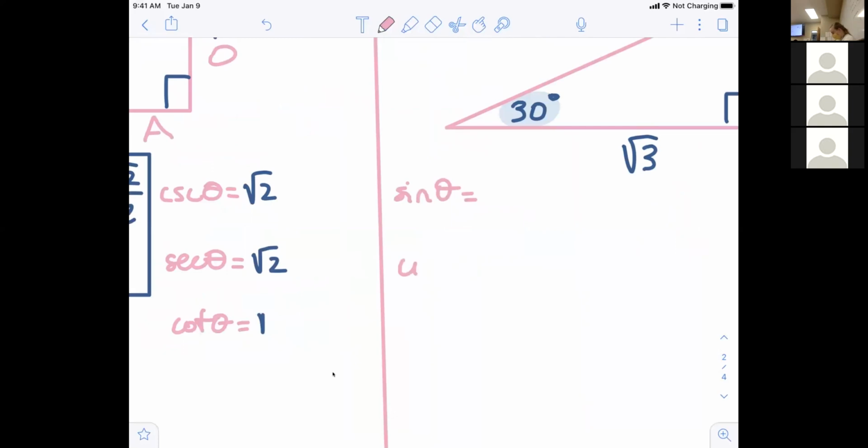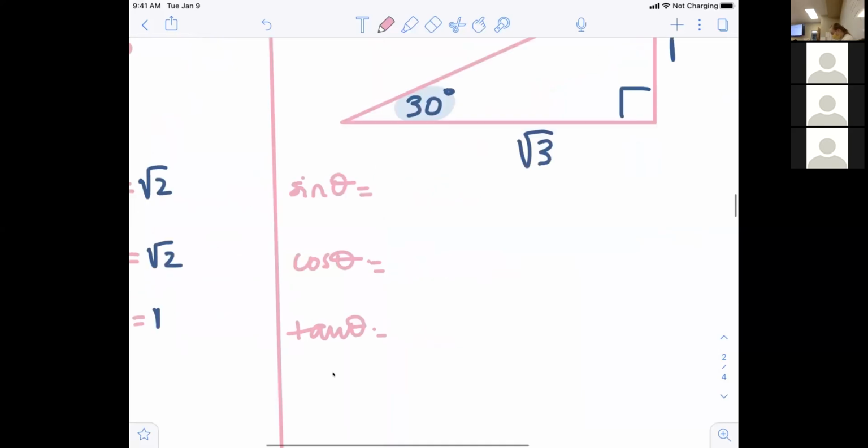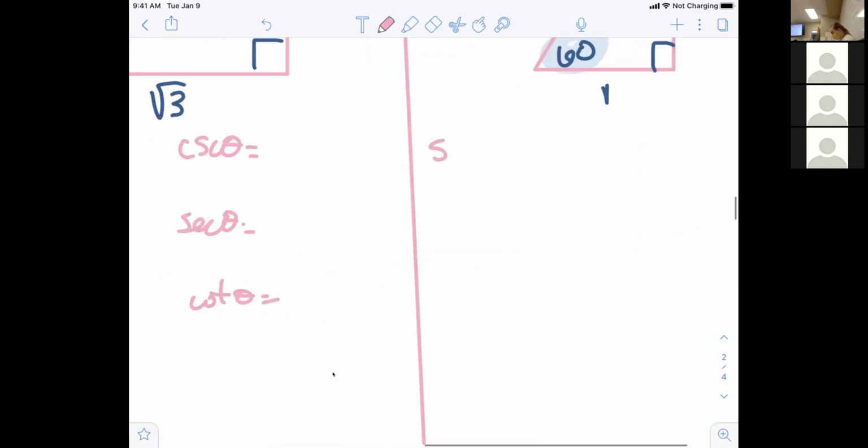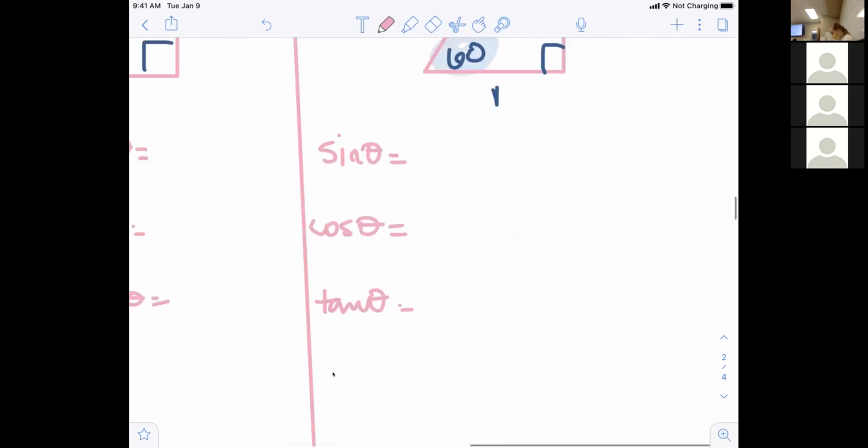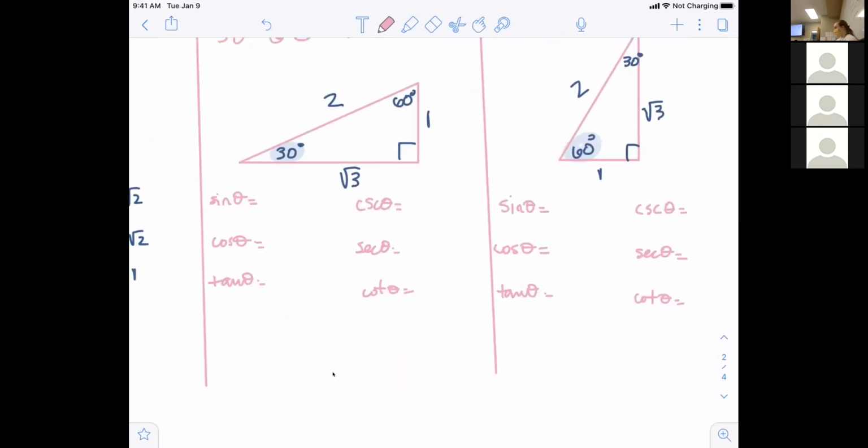Sine, cosine, tangent, cosecant, secant, cotangent, and then sine, cosine, tangent, and then cosecant, secant, cotangent. All right, I just set myself up. I'm ready to fill in. Are you guys ready to fill in?